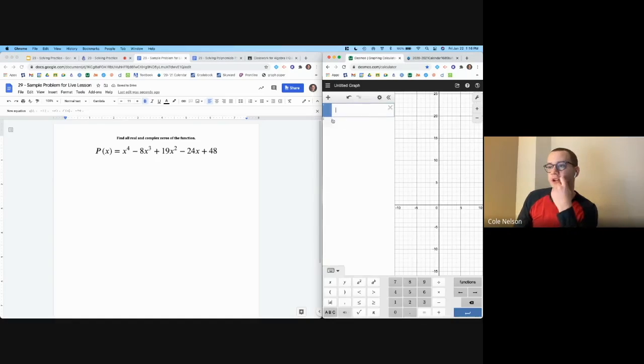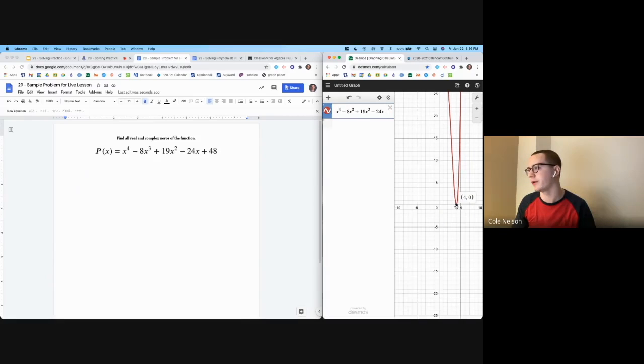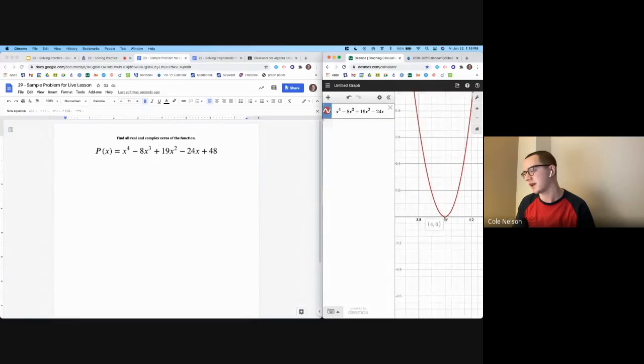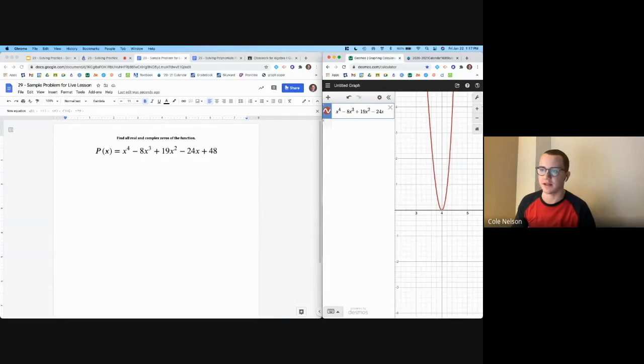So if I was going to actually solve this problem, I would type in x to the fourth minus 8x cubed plus 19x squared minus 24x plus 48. And I see this thing, oh, look, a double root. See that? It touches but doesn't cross the x-axis at x equals 4. So that means that I would start by dividing this polynomial by x minus 4.